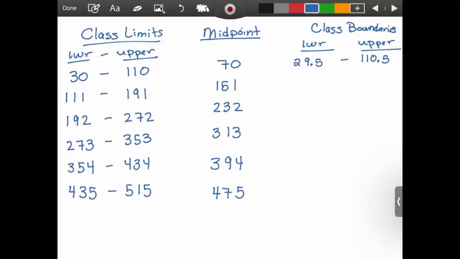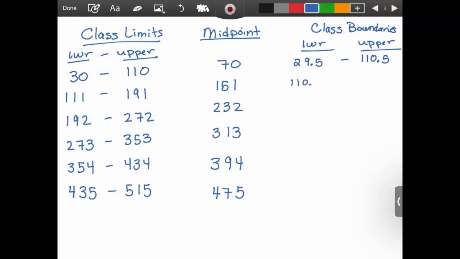Now this might seem a little strange: why do we have these 0.5s in here? The reason is that when we ultimately create a histogram, we don't necessarily want to assume our data is limited to just integers. So what if we have a number like 110.43? Which group would that go in? It can't go in the 30 to 110 group, and it can't go in the 111 to 191 group. So this eliminates all the gaps, and it's why we draw histograms with no gaps between the bars. Even though you may not label the axes according to class boundaries, we often construct histograms with class boundaries. All right, so let's keep going.